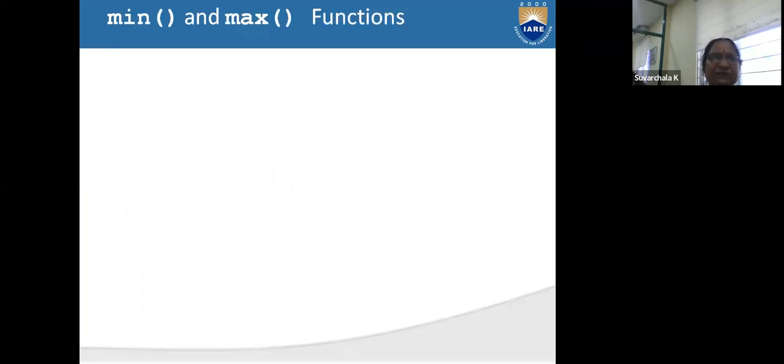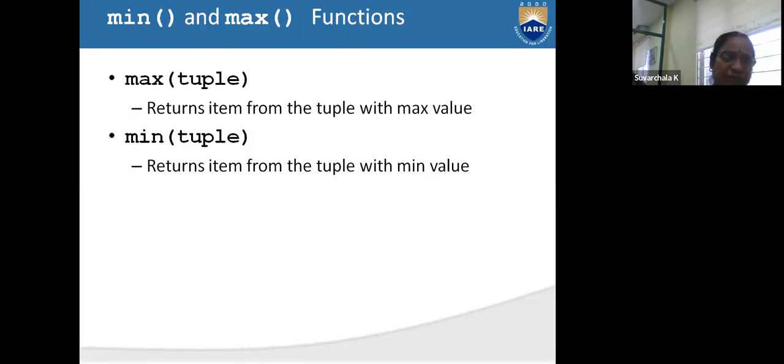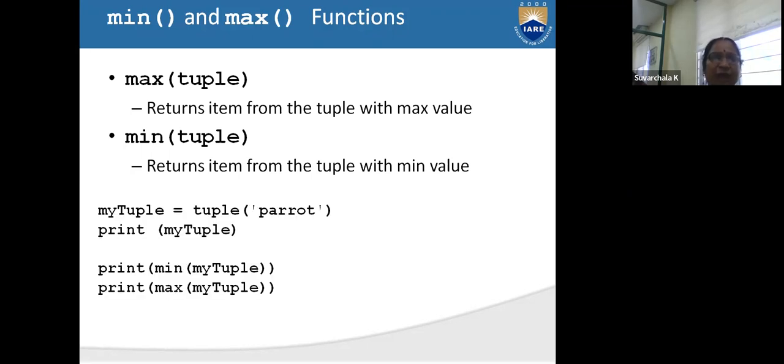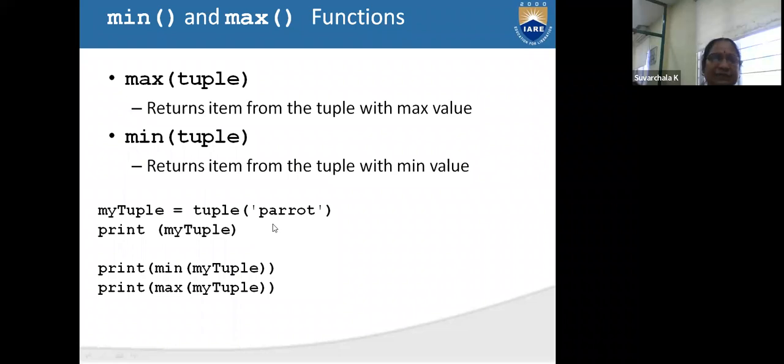And the max and min functions, you observe here: max of a tuple returns the item from the tuple with the maximum value, like a list. Minimum returns the item from the tuple with the minimum value. Remember, if the items are integers or any numeric values, it will automatically consider which is the lesser or larger value. But if they are characters or strings, it will consider the respective position, I mean ASCII values.